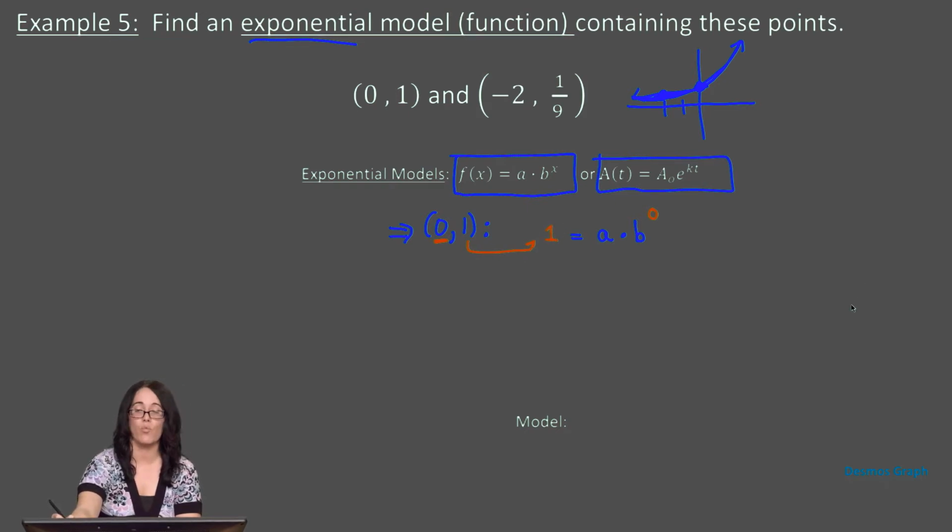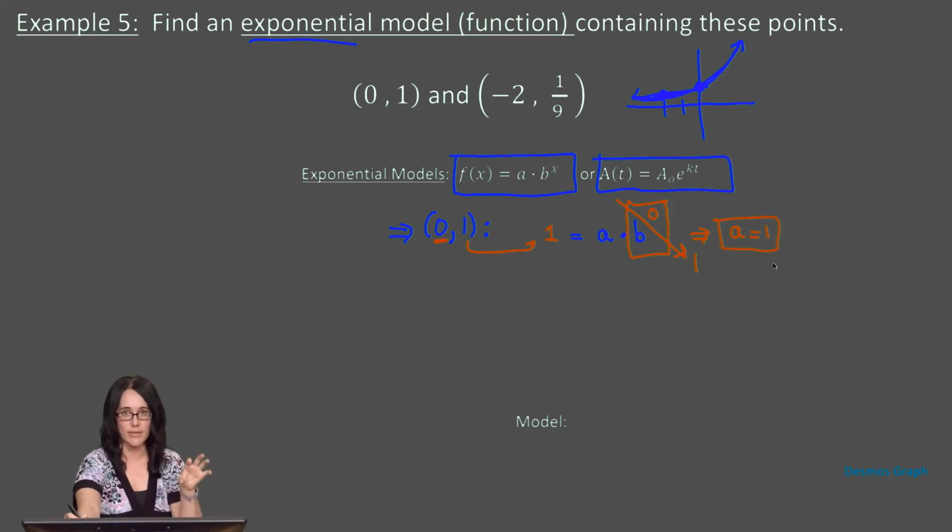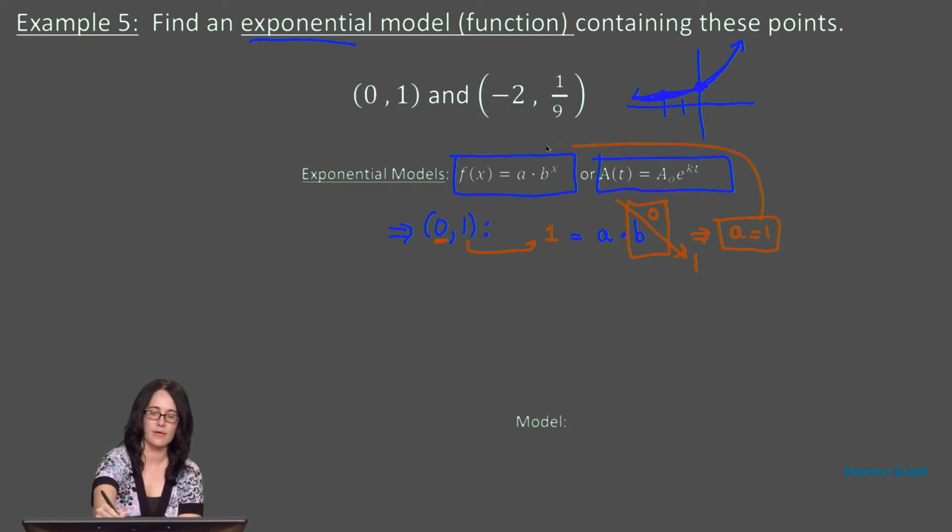So now that I have 1 equals a times b to the 0, if I understand what b to the 0 is, life is good. Because anything to the 0 power is simply 1. So I really just have that 1 equals a, or a equals 1. Well, just like for a linear model, if you were trying to plug in points to find your slope and your y-intercept, m and b, similarly, we're plugging in points to find our constants a and b. We've just found our first constant, a.